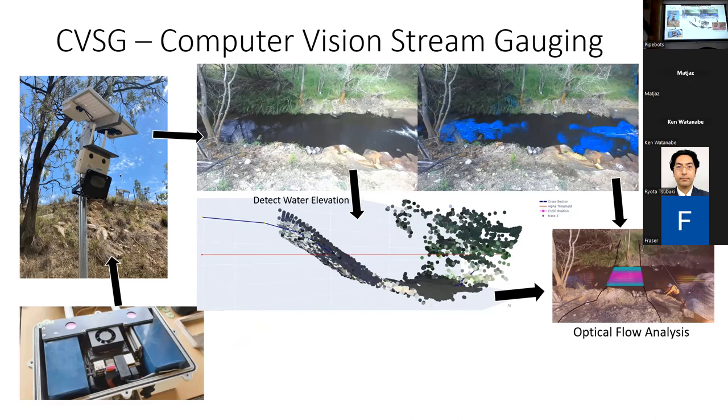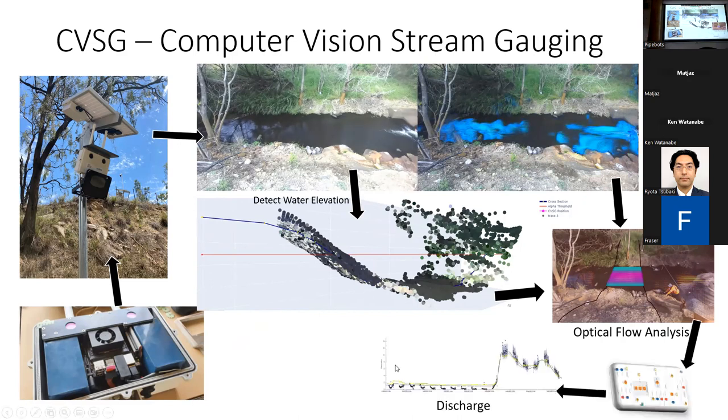And if you advance the slide, you can start computing discharge once you've put in a cross section, of course. Up to that stage, before you put in a cross section, you can have surface velocities automatically rectified into meters per second from those optical motions.